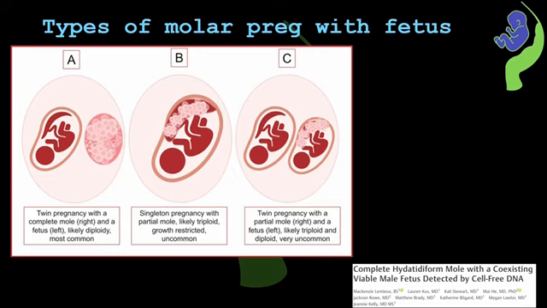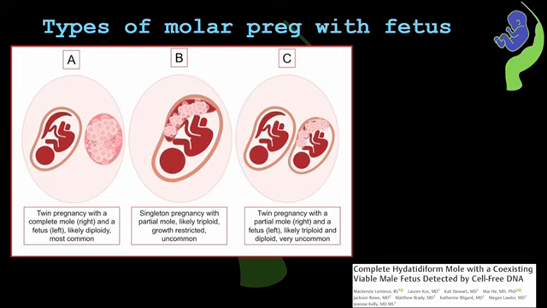The next one is type B. This is a singleton pregnancy with partial mole. This presentation is relatively uncommon. Here, the fetus is typically triploid and severely growth restricted. One of the characteristic features of this severe growth restriction is disproportionate growth, with the head being relatively larger when compared to the rest of the body. This is the hallmark feature of IUGR in triploidy.